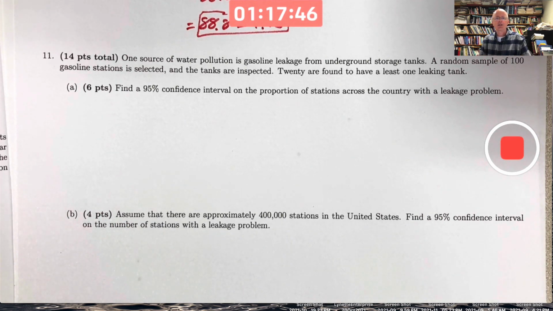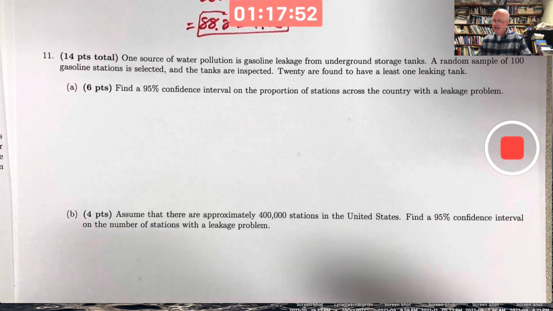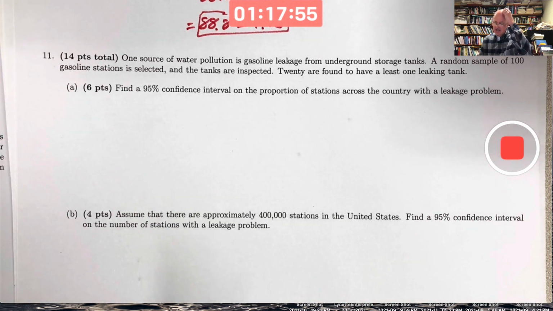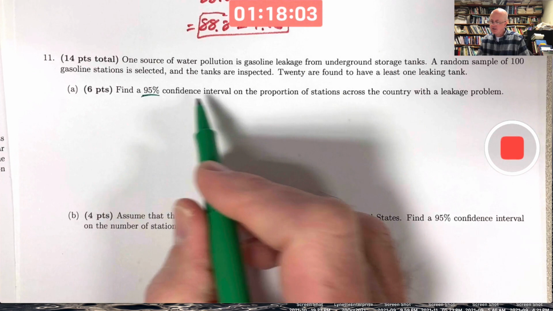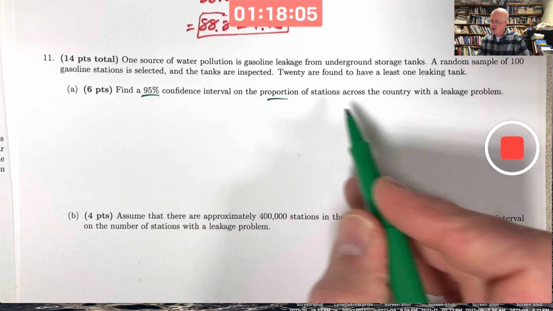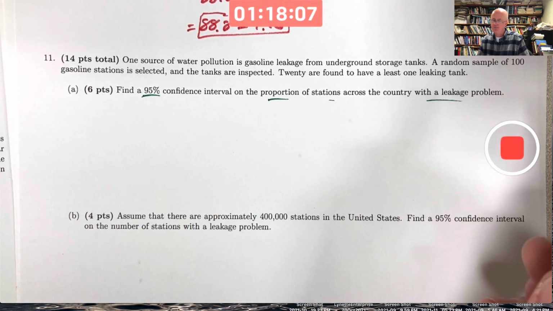One source of water pollution is gasoline leakage from storage tanks. A random sample of 100 gasoline stations is selected. We're picking on gas stations in this exam here, I guess. Then the tanks are inspected. 20 are found to have at least one leaking tank. Find a 95% confidence interval for the proportion of stations with a leakage problem.